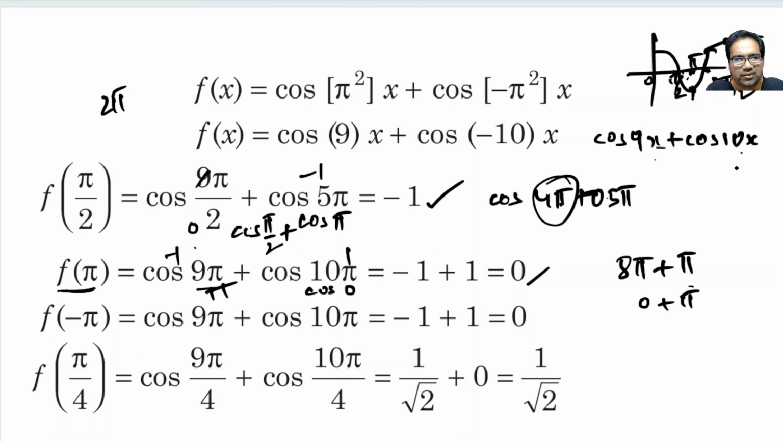F of minus pi is nothing but cos of minus 9 pi plus cos of minus 10 pi. Cos is an even function, which means minus 9 is equal to plus 9. Cos of minus 9 pi is equal to cos of 9 pi, and cos of minus 10 pi is also equal to cos of 10 pi. So f of pi and f of minus pi are equal. So this is equal to 0.